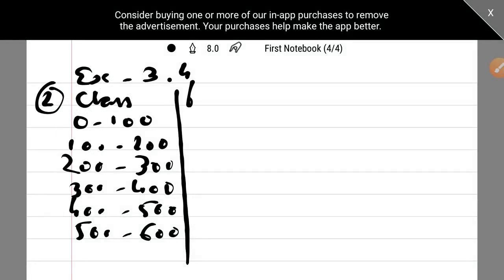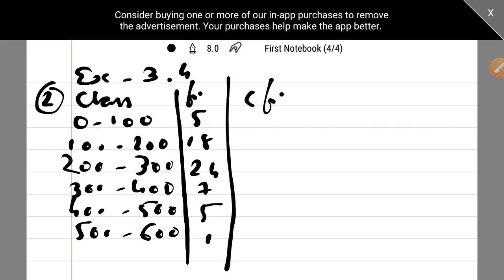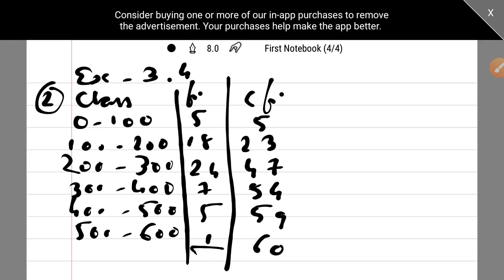Then frequency is given. So frequency is 5, 18, 24, 7, 5, 1. Let's find the CF also. So it's 5, 23, then 47, 54, 59 and 60. So this is your CF. That means total of frequency is 60.